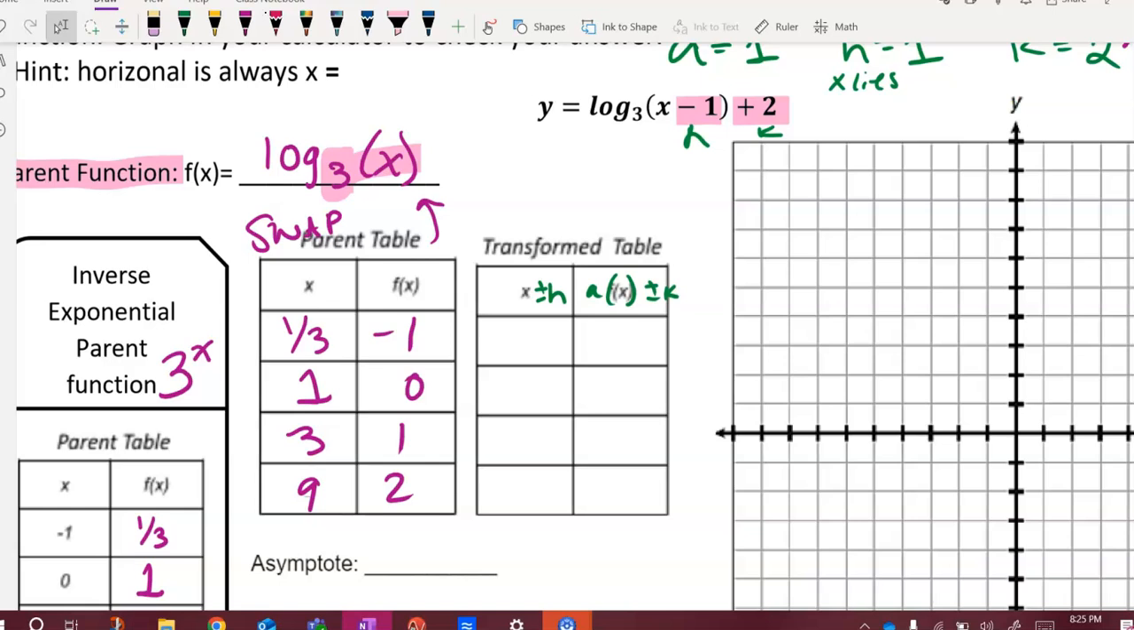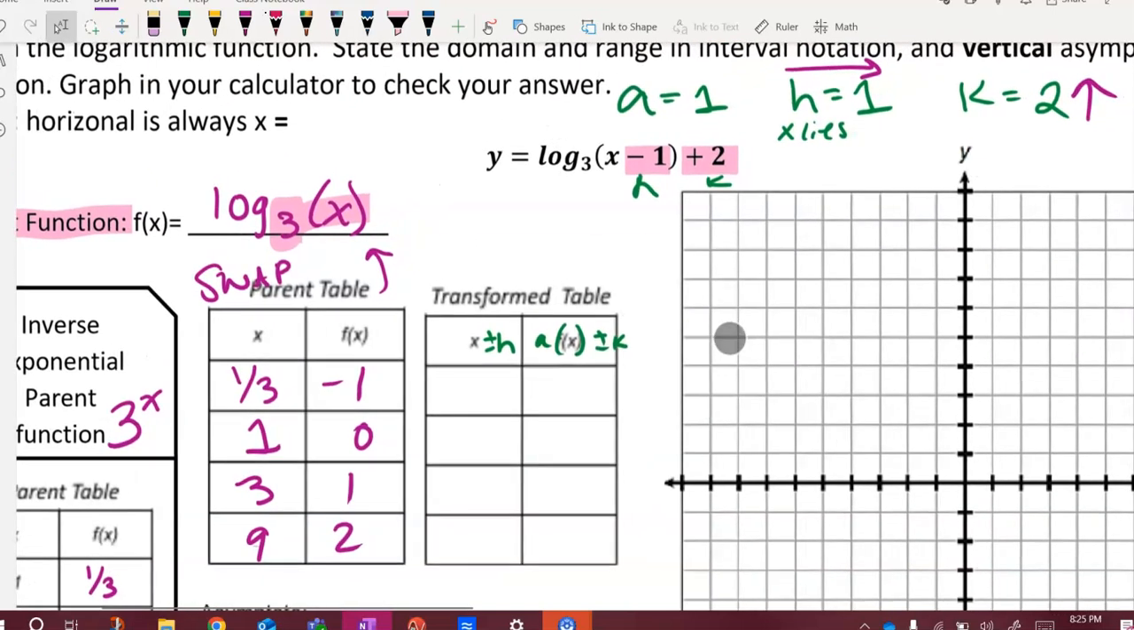Okay, so let's take our x values here, plus or minus h. What is our h? Our h is positive 1. So we're saying this, plus 1, plus 1, plus 1, plus 1. And then the f of x, our a is 1, so multiplying by 1 is not going to change anything. So we're not going to bother writing times 1. But we do want to say plus 2. We're going to add 2 to all of these numbers here.